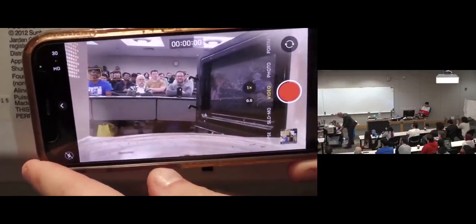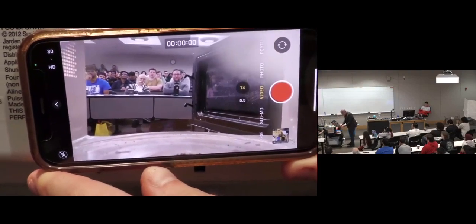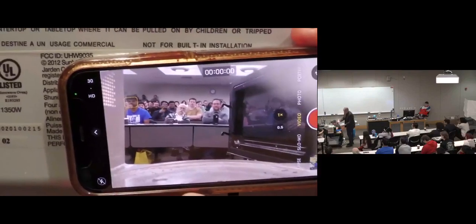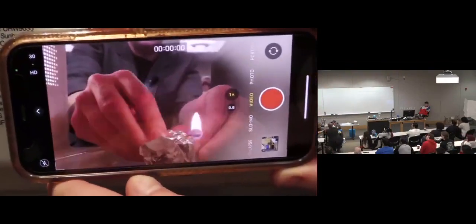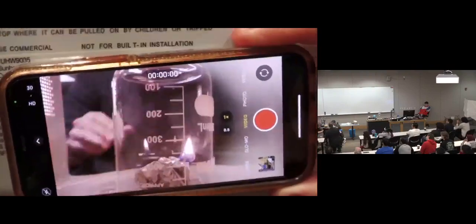So now I said I wanted to play with a little bit of fire and a little bit of aluminum foil. And so what I'm going to do here is I'm going to strike a match. I'm going to place it in the aluminum foil. I'm going to cover it. Let's see what happens.